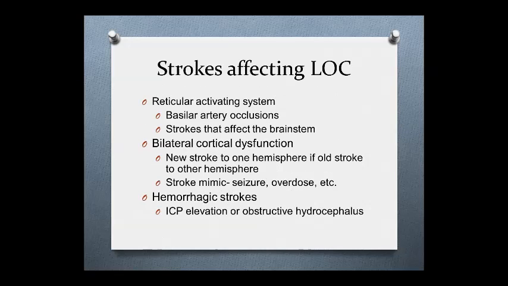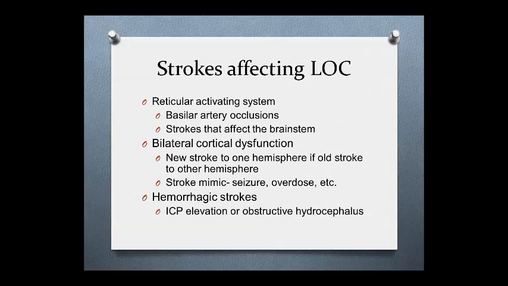So some of the strokes that would affect level of consciousness would be things that would affect our reticular activating system. And these would be things that affect the posterior area of our brain, such as basilar artery occlusions and strokes that affect the brainstem and the ability for us to be alert and awake and interactive. Also, if someone has bilateral cortical dysfunction, meaning they've got strokes on both sides of the brain, it's really hard for them to attend to what's going on around them and be able to interact and have purposeful interaction.